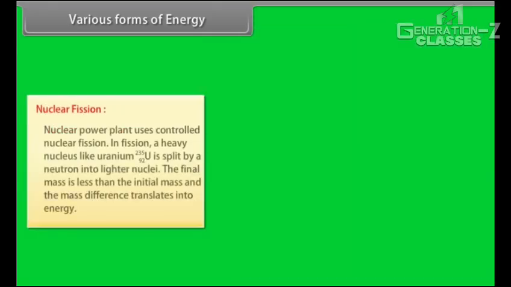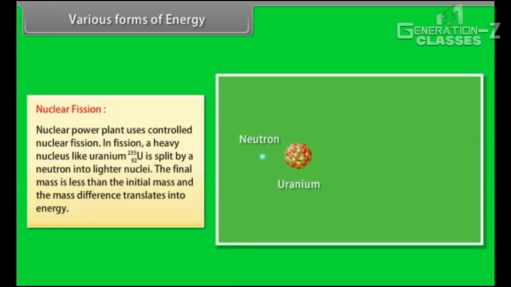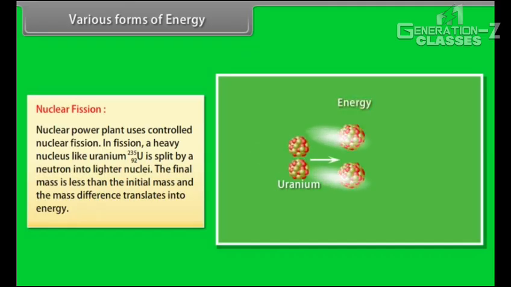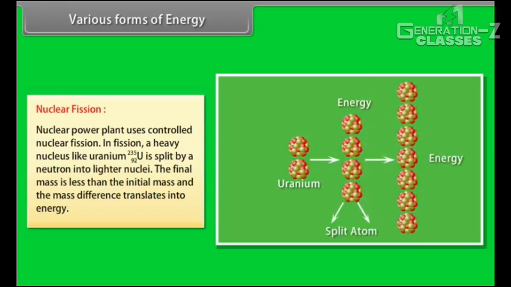Nuclear fission. A nuclear power plant uses controlled nuclear fission. In fission, a heavy nucleus like uranium-235 (92) is split by a neutron into lighter nuclei. The final mass is less than the initial mass, and the mass difference translates into energy.